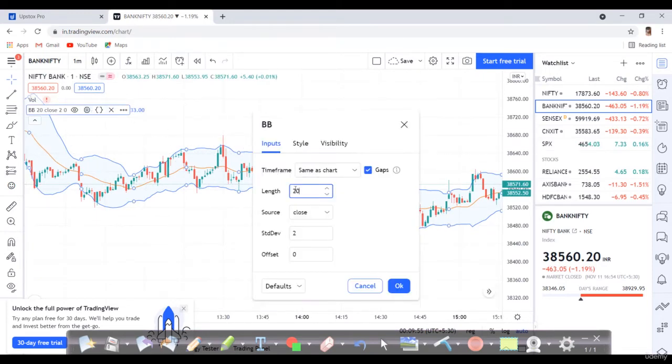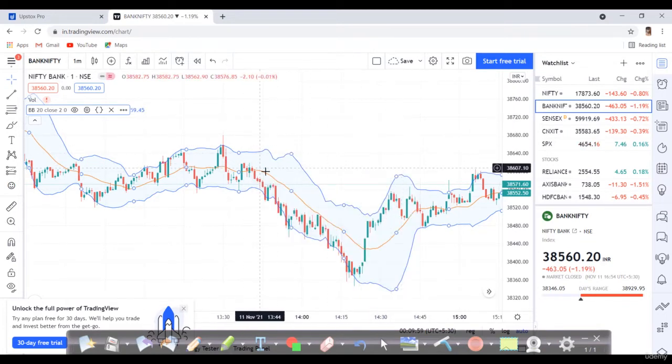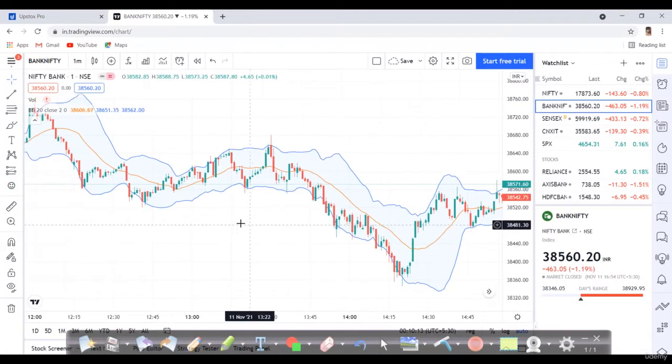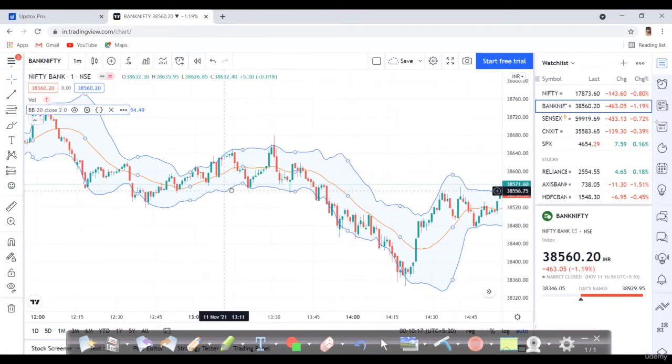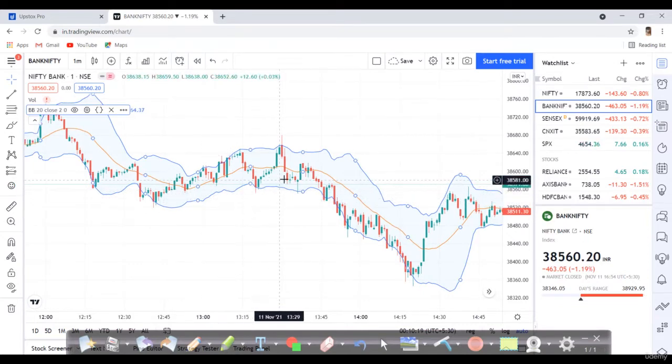You will get 20. Now this 20 is nothing but this middle line. And what is this middle line? Middle line is the simple moving average, which we discussed in the moving average section, and 20 represents the 20 candles moving average. Okay, so hope this time you got to know what the moving average is and what the middle line is. Now the lower line is like support for the Bollinger Band, and the higher line is resistance for the Bollinger Band.